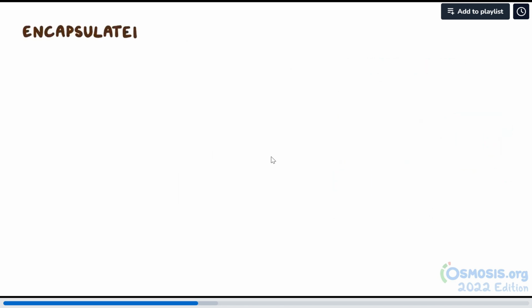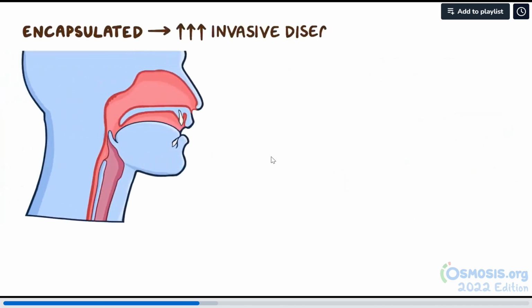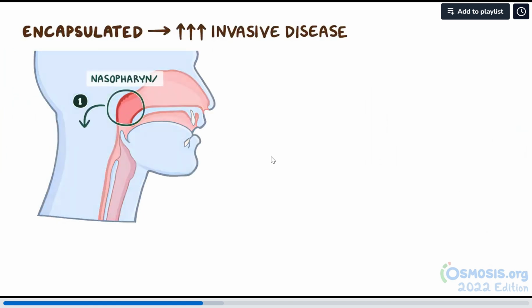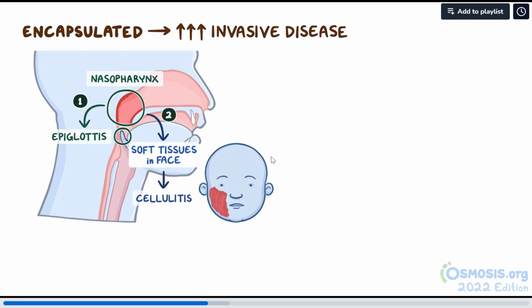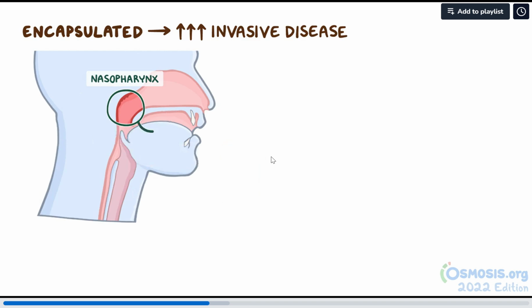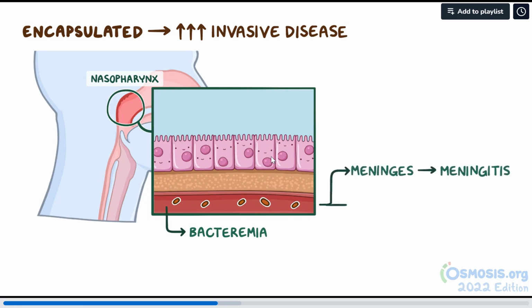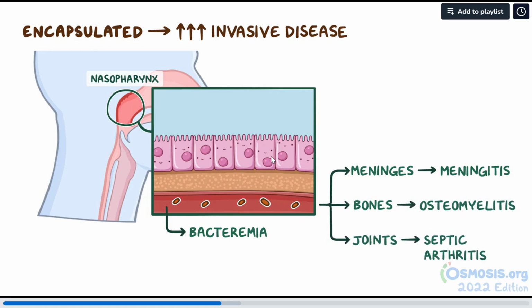Okay, now encapsulated strains tend to cause more invasive disease on account of their capsule. One way is to spread directly from the nasopharynx to the epiglottis, causing epiglottitis, or to the soft skin tissues in the face, causing cellulitis. Encapsulated strains can also breach through the epithelium of the nasopharynx and invade the blood capillaries directly, causing bacteremia. From the bloodstream, it can spread to distant sites, like the meninges causing meningitis, the bones causing osteomyelitis, or the joints causing septic arthritis.